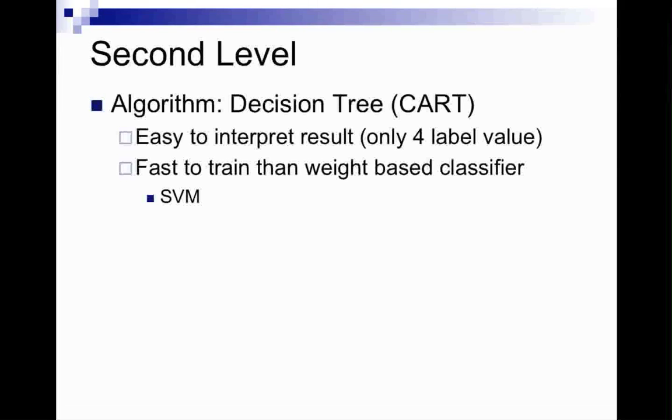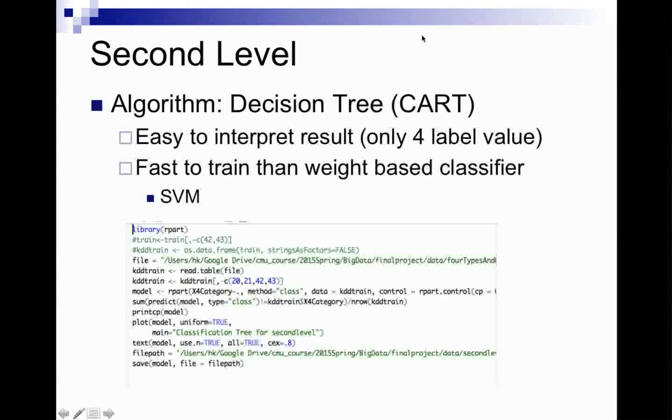For example, SVM. The reason SVM trains slowly is, first, there are many attributes, 41 attributes. SVM needs to use all of them, but a decision tree at each level may use just a few features. Also, the training data set is pretty large. Here is a snapshot of my R code, and you can see I use the R package rpart.